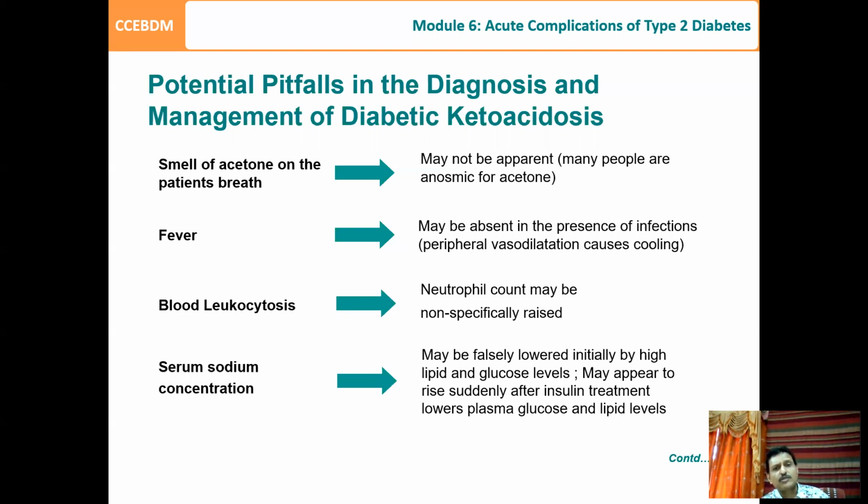Serum sodium concentration may be falsely lowered because of the excess amount of lipid and glucose, because there is a lot of, as I've told you, lipogenesis. Because there is lipogenesis, there is a production of free fatty acid and glycerol. As I've told you, glycerol goes into the gluconeogenetic pathway, and the free fatty acids either go into the ketogenic pathway, or they can be converted in the liver into VLDL, very low density lipoprotein.